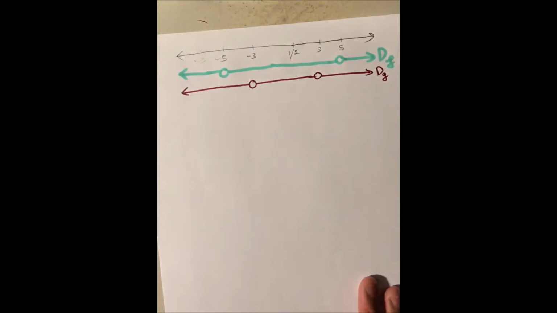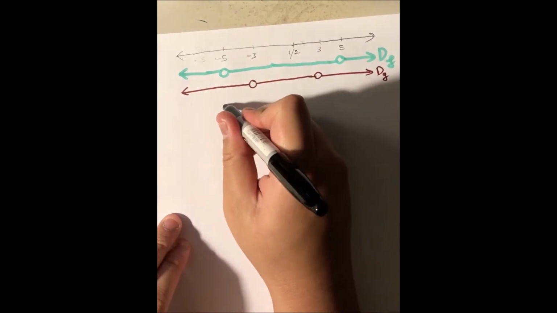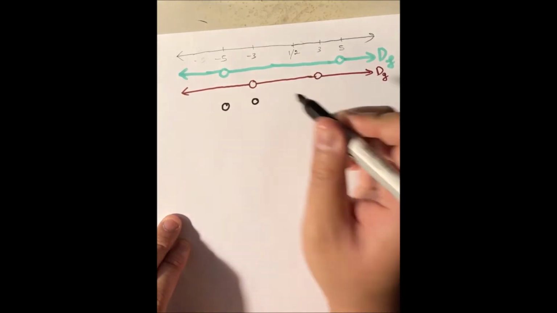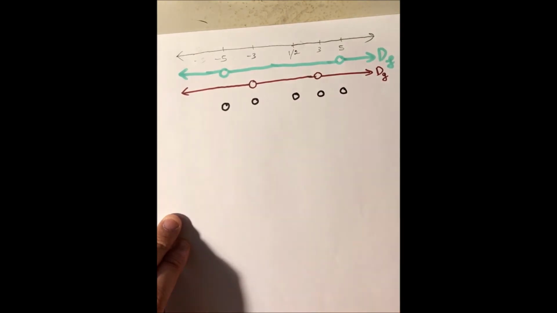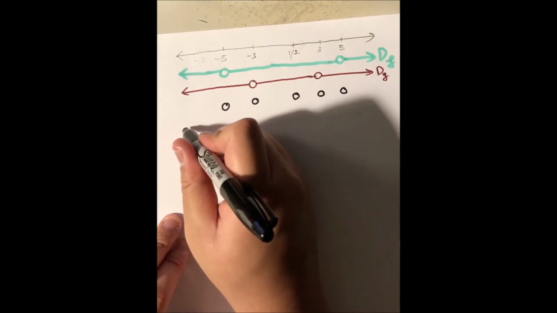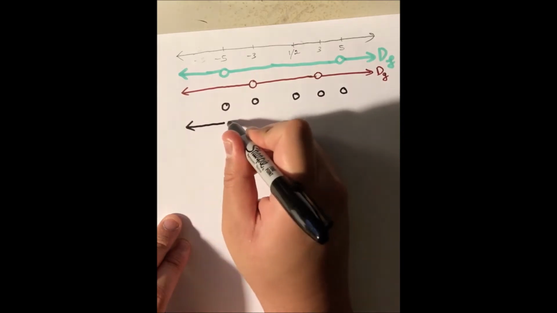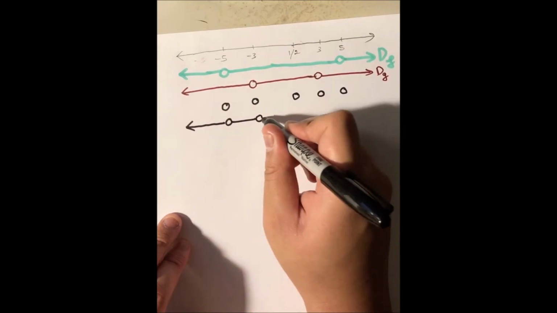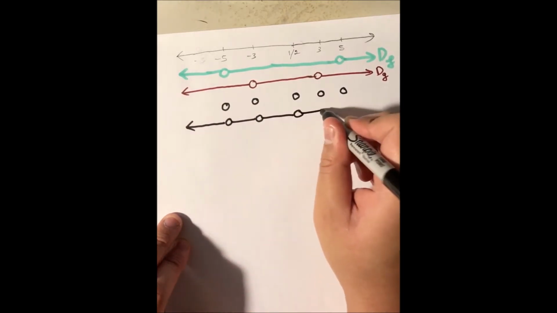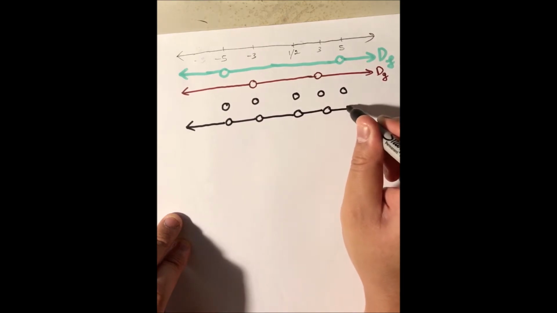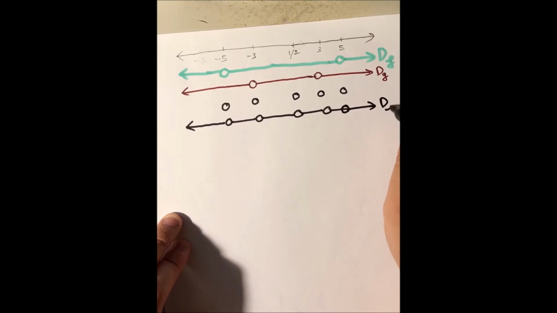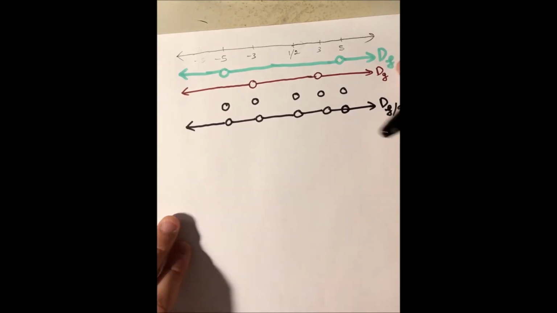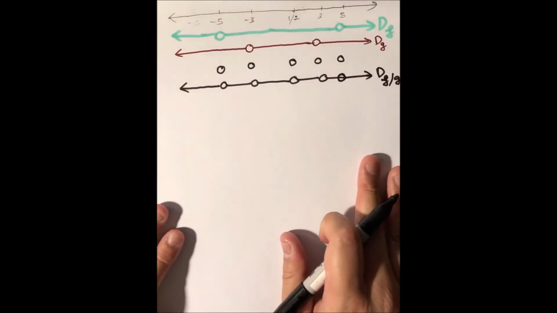So really, if we were to just put an open circle here, open circle there, right here, and right here, and collecting everything together, we can tell the domain of f over g is going to look something like, oops, it's an open circle right here. It's going to look something like that. So that's the graph of the domain of f over g.